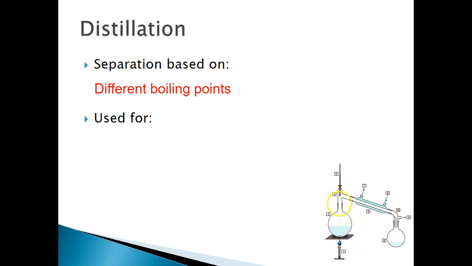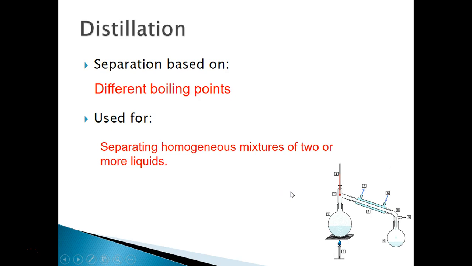When it does that, the fumes are going to travel up here into this device called a condenser. Now, the condenser has water flowing in and out of it, so it's very cool. It's much cooler than the reaction flask. So when that first liquid evaporates, it's going to condense in the condenser and drip into the other beaker here where we can collect it. The liquid with the higher boiling point remains in the distillation flask, and so we've essentially separated the two liquids. So that'll be used for separating a homogeneous mixture of two or more liquids.